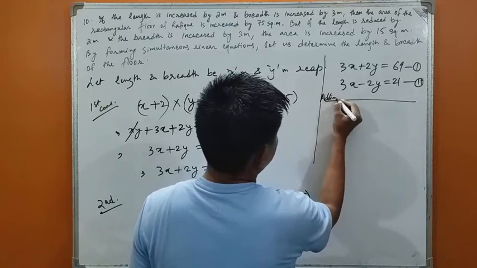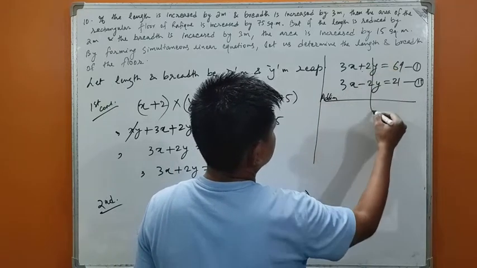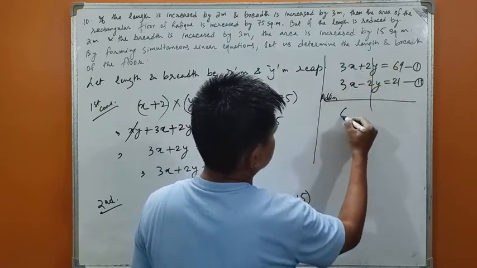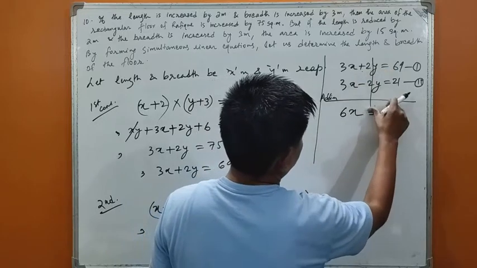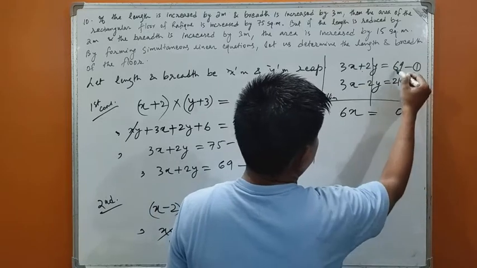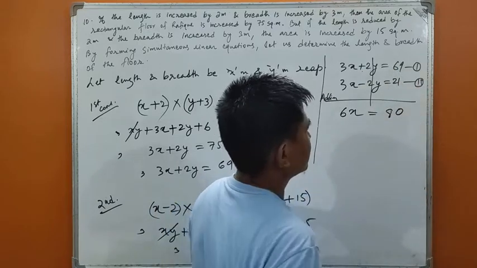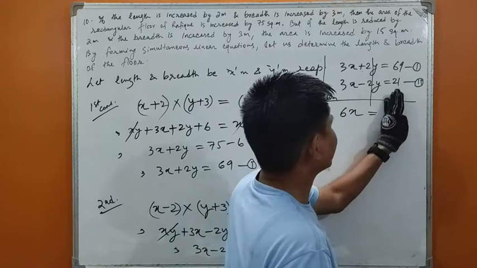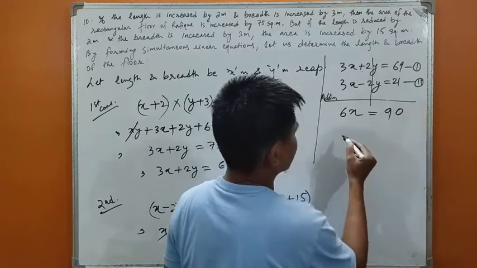Simply adding 1 and 2, plus 2y and minus 2y cancels out. So 3x plus 3x is 6x, isn't it? 69 plus 21. 9 plus 1 is 10. 6 plus 2 is 8. 8 plus 1 is 9, isn't it? We shouldn't do silly mistakes like this.